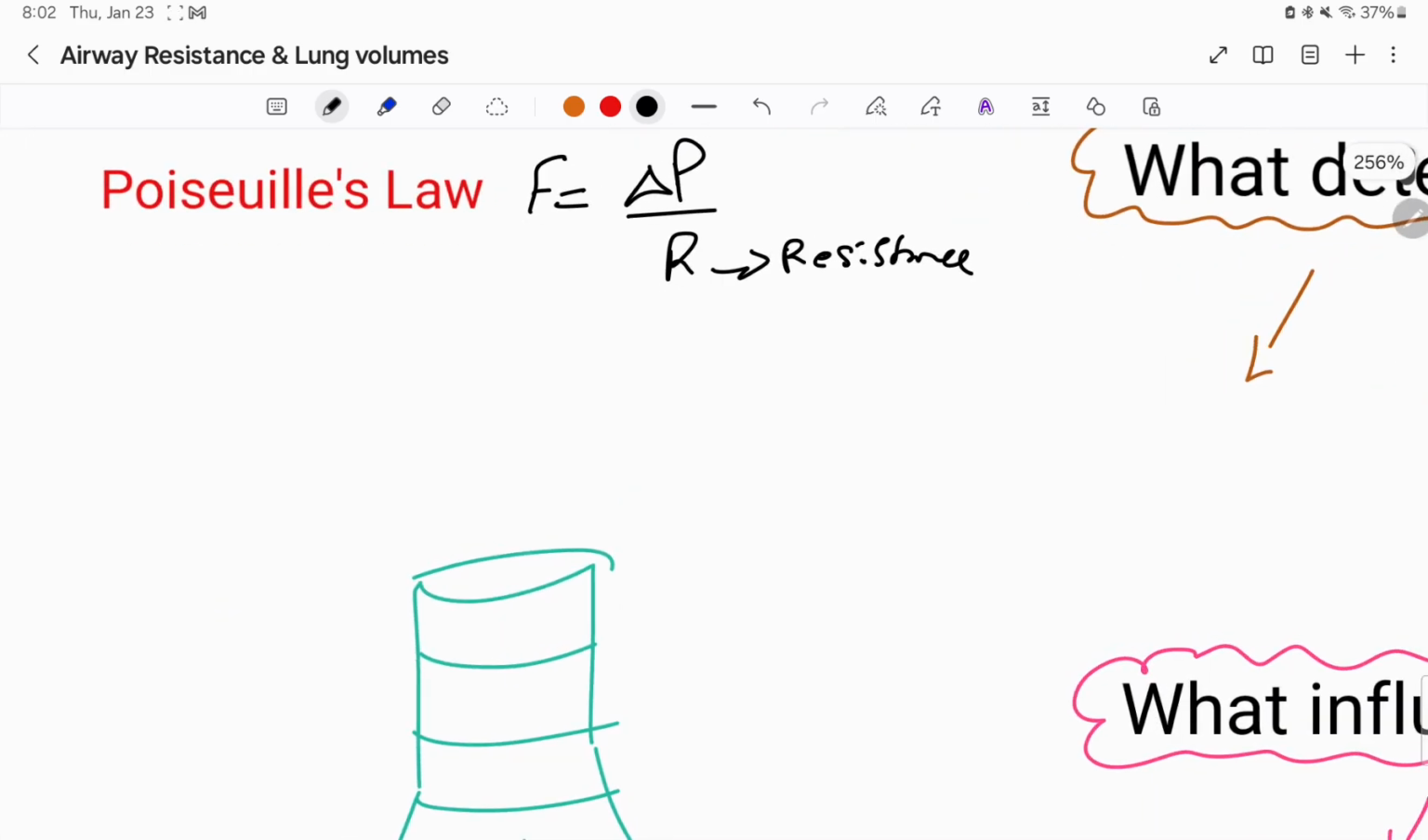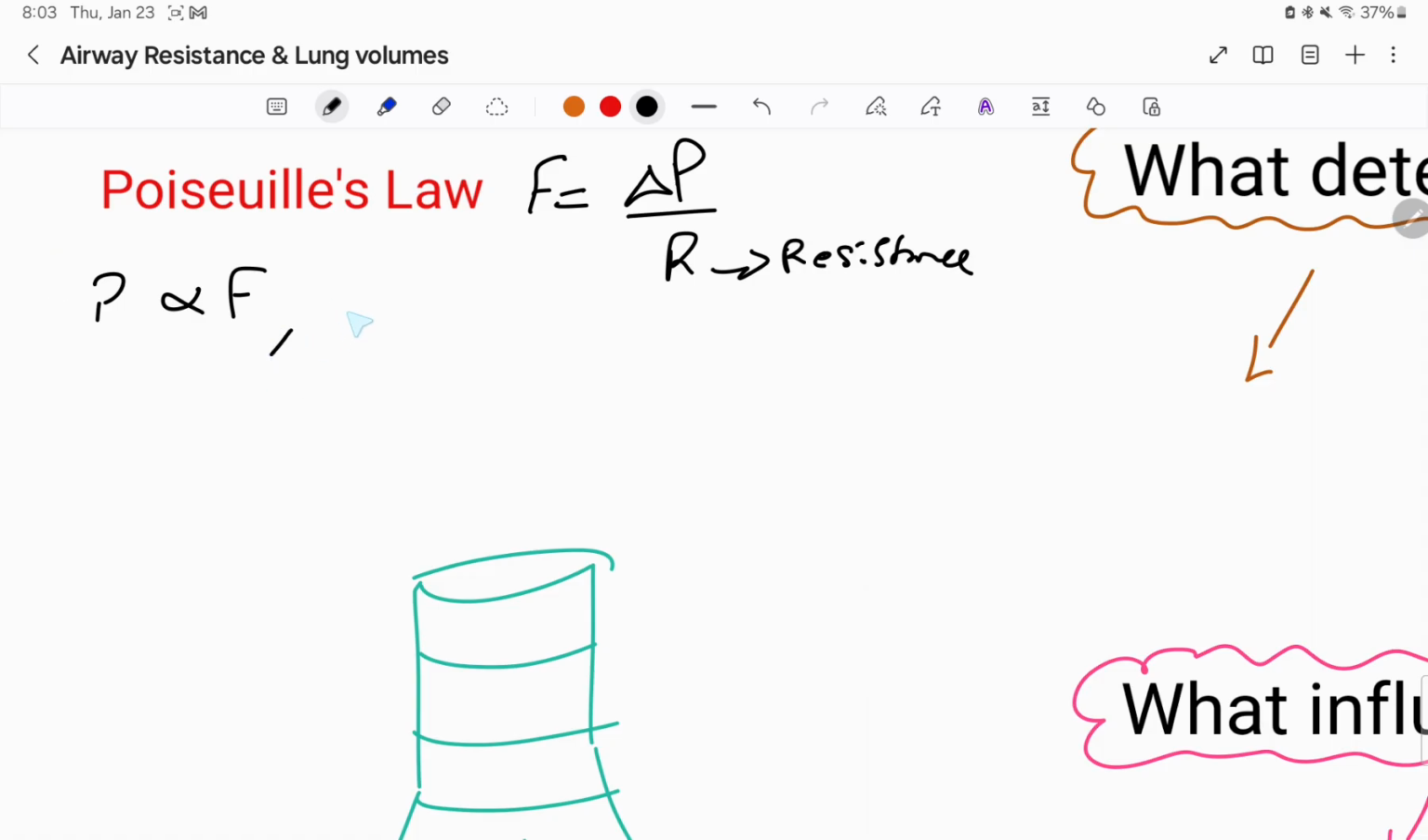Again, we can always draw some sort of relationships here. So we can actually say that pressure is directly proportional to flow. If I increase my pressure, I increase the airflow. Pretty simple, guys. If I decrease the pressure, I decrease the airflow.